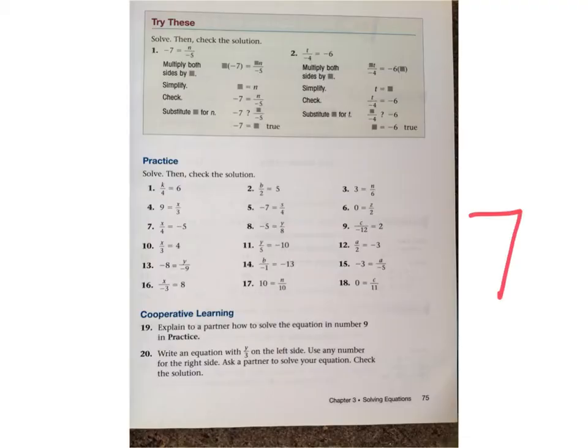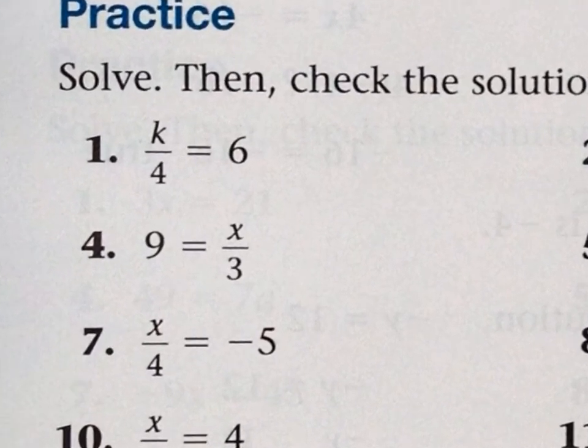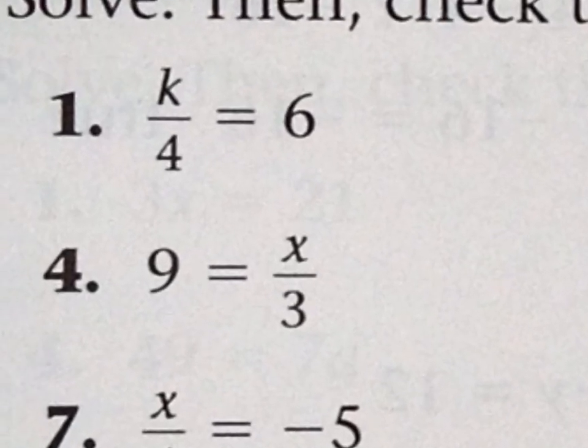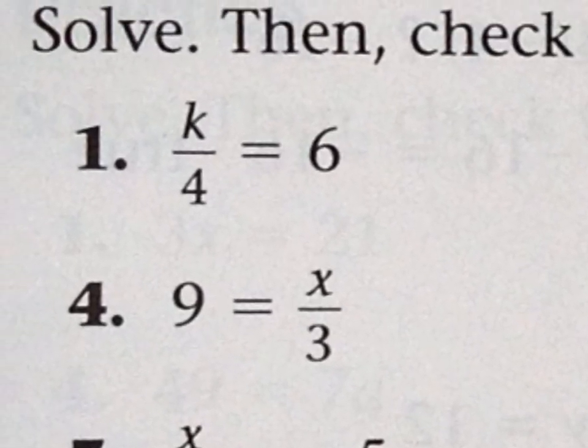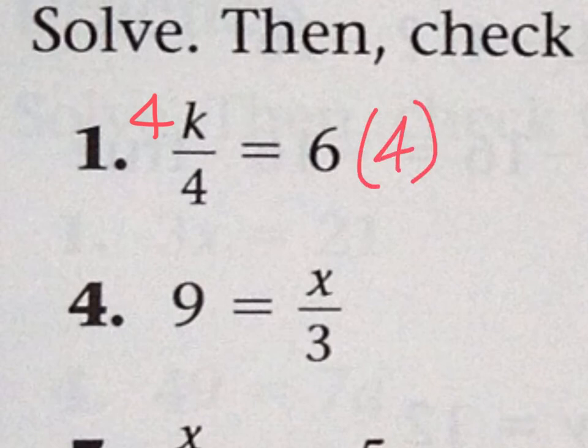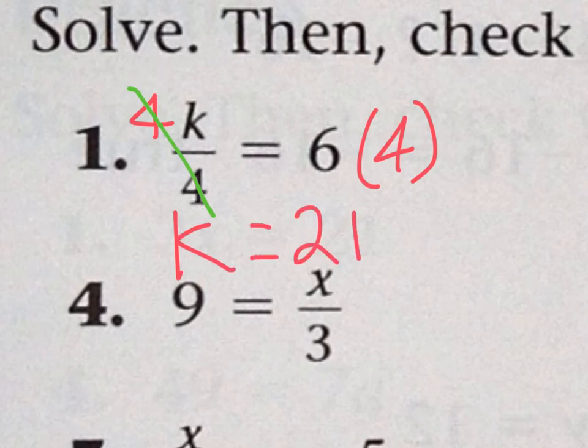All right, so we're going to be solving equations on page 75 by doing the inverse operation. In this case, we know it's multiplication. And so let's start with number 1. I can see it says k divided by 4 equals 6. Well, we're going to need to multiply both sides by 4, so these cancel out. And when we do that, we're left with just k equals what? 6 times 4 is 24.